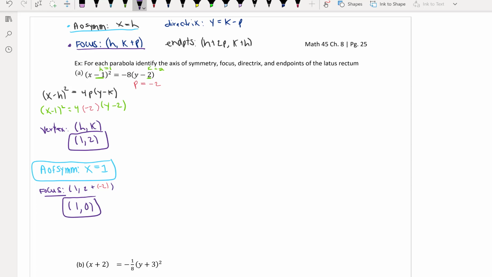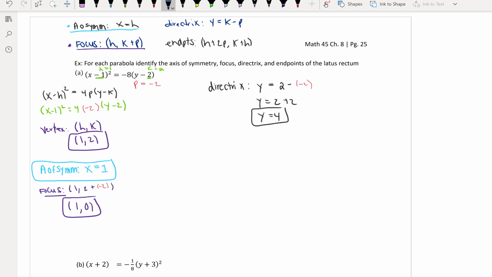Now let's think about my directrix. My directrix is going to be y is equal to my k value, which is 2, minus my p value. That p value I got as a negative 2. So I'm going to get y is equal to 2 plus 2, so y is equal to a positive 4. Okay?